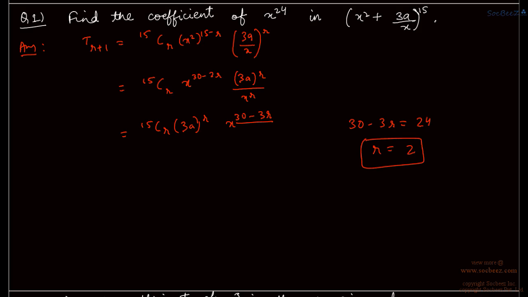Now, once we know what our r is, we can write the coefficient. The coefficient is this part. We don't need the binomial coefficient, we need the whole coefficient, which is equal to 15c2 into 3a squared. It's pretty simple. You can calculate this. 3a squared is 9a squared, into 15 into 14 by 2, that is 105. So you have 945 a squared. This is the coefficient of x power 24.